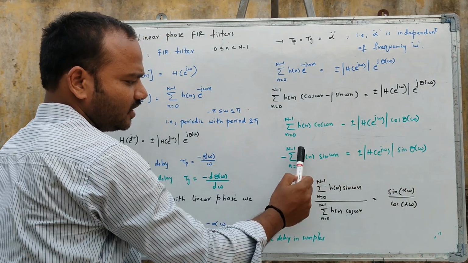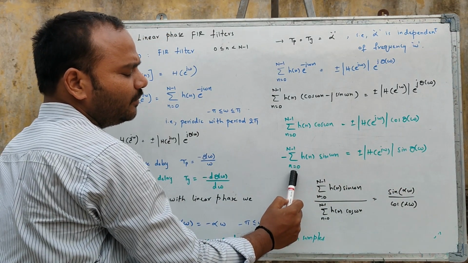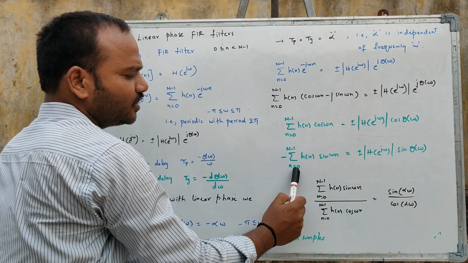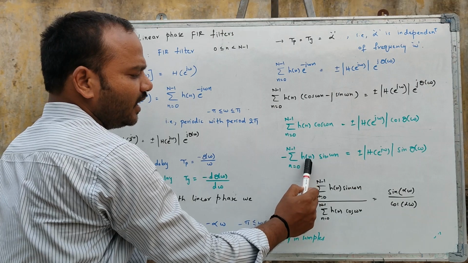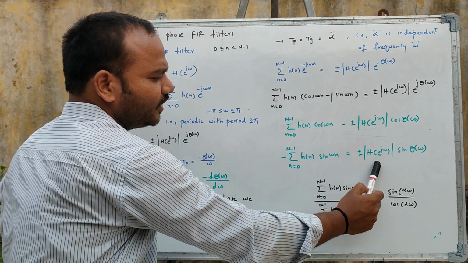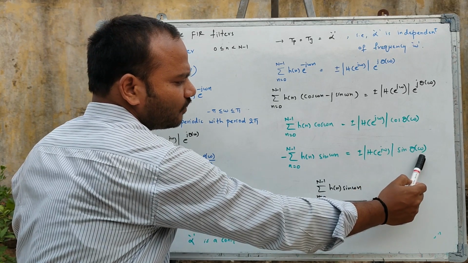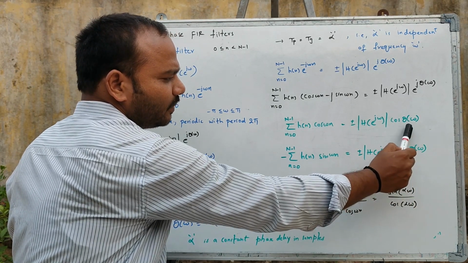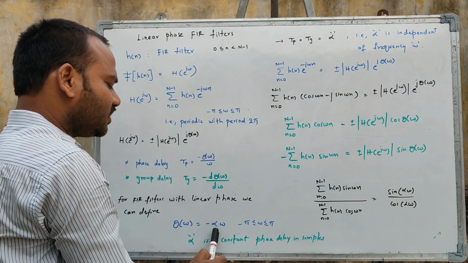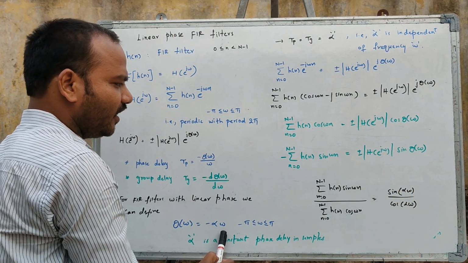Here there is a minus, so when you are equating the imaginary parts, the minus will come here. Summation from n equal to 0 to N minus 1 h of n sin of omega n is equal to magnitude and sin of theta of omega. Next, in the place of this theta of omega, you substitute minus alpha omega that we have defined.